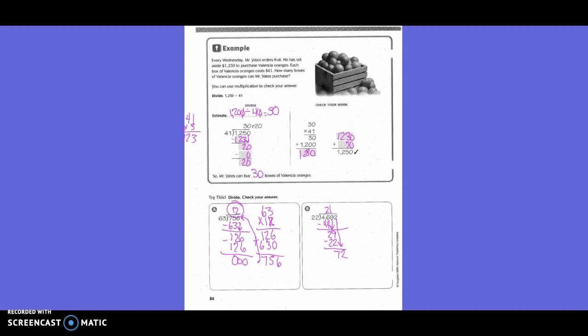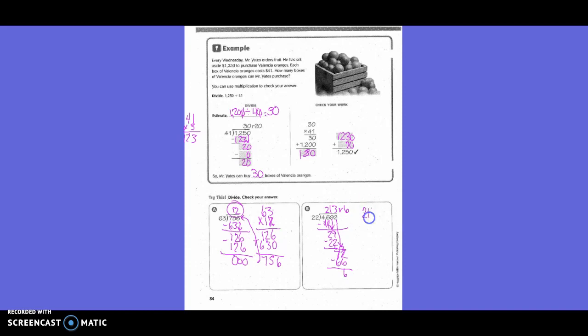How many times do you think 22 goes into 72? 3 times. What is 3 times 22? 66. 72 minus 66 is 6, right? So 213, remainder 6. We're going to check it.